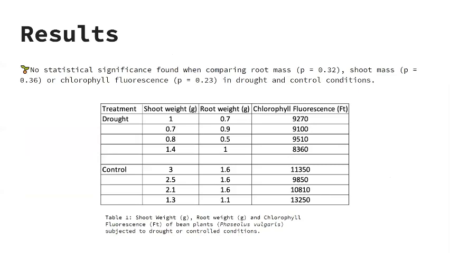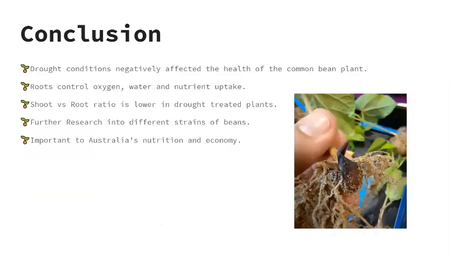The hypothesis that drought-induced bean plants would exhibit a decrease in root-to-shoot ratio and chlorophyll fluorescence was supported. Drought conditions negatively affected the chlorophyll levels in bean plants as there is less moisture in the soil, restricting vegetative growth and reducing the production of chlorophyll. The droughted plants averaged a lower chlorophyll fluorescence, indicating they were under more stress than the control plants.